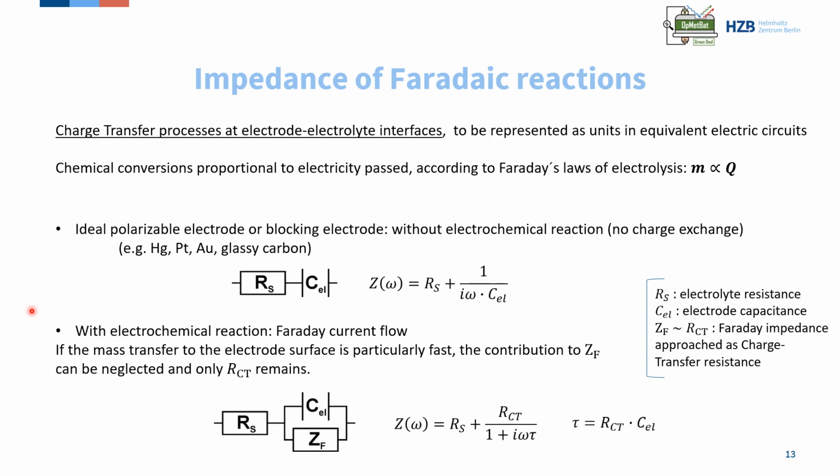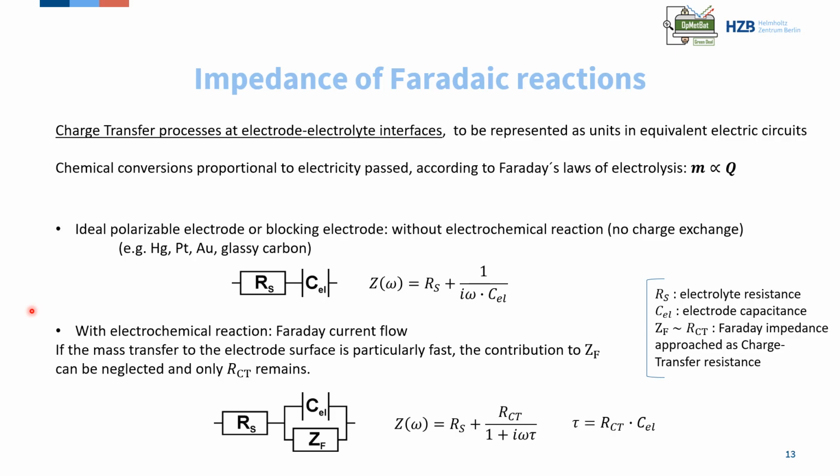For the ideal case of a polarizable electrode, there is no exchange of charge between the electrode and the electrolyte solution, and this system can be expressed with a resistor as the inert electrolyte, connected in series with a capacitor as the electrode, with a rapidly formed double layer.